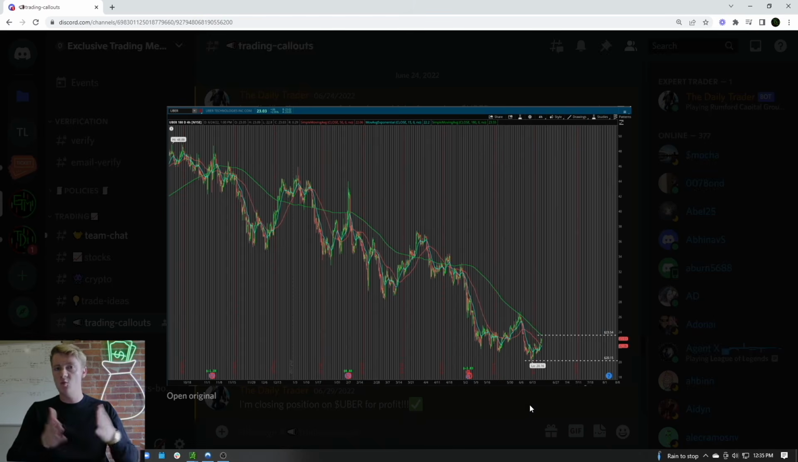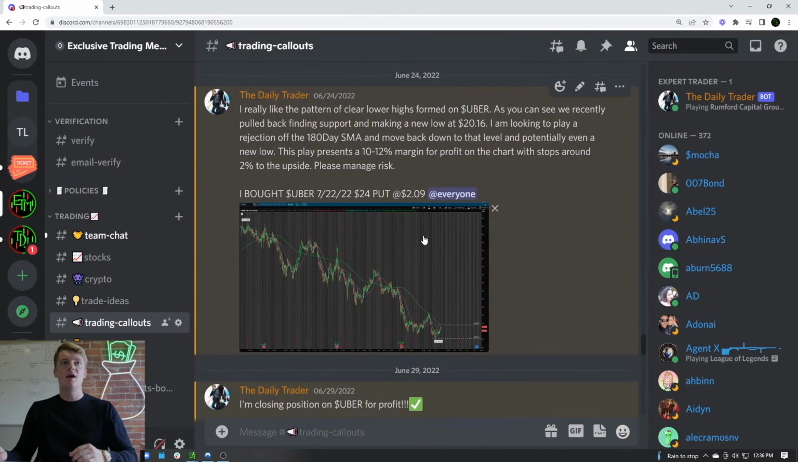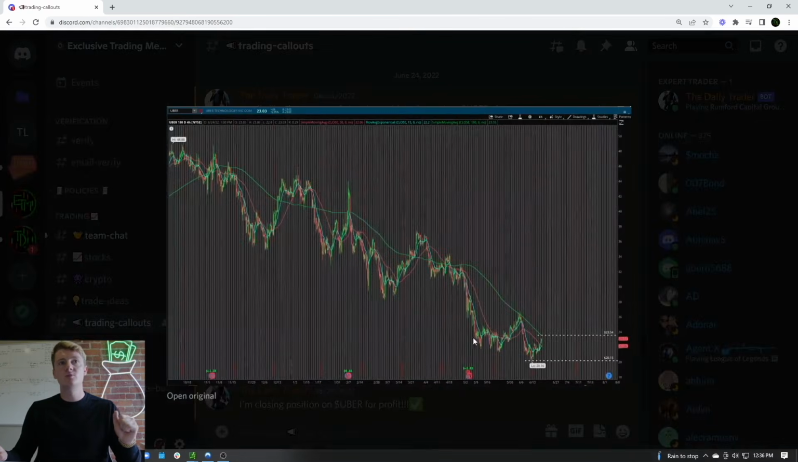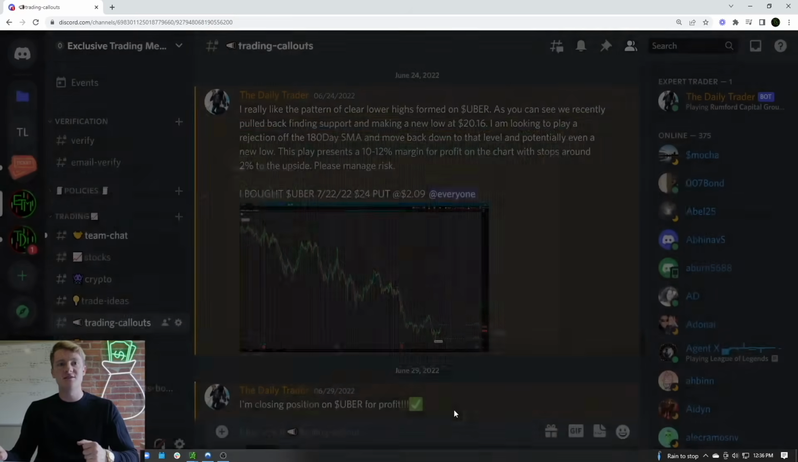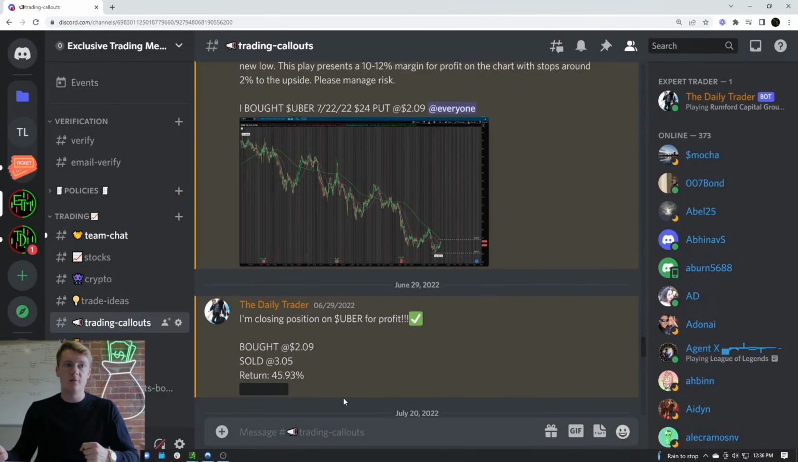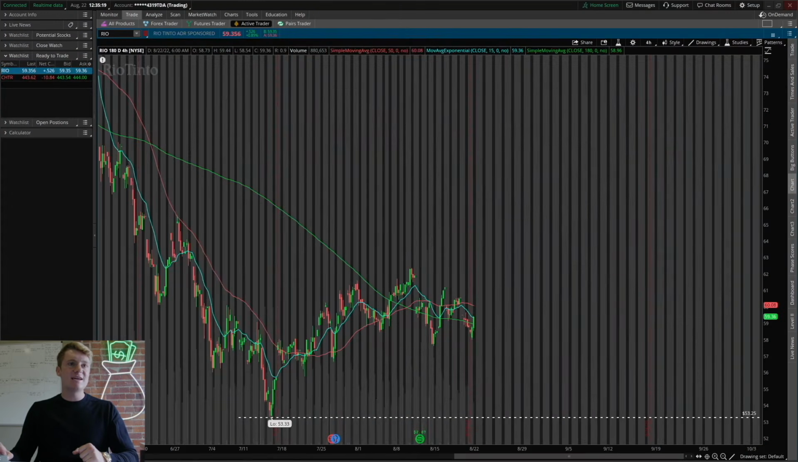So we always, again, want to look at the bigger picture, but I was just looking to play the move back down to 2016. All right, there was a 10 to 12% margin for profit presented. Stops were around 2% to the upside, which was right around where the 180-day SMA was at time of entry. Ended up closing that play for 46% profit. Okay, so that is going to be my last example of a pullback play.